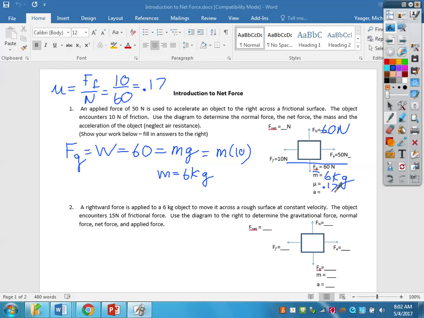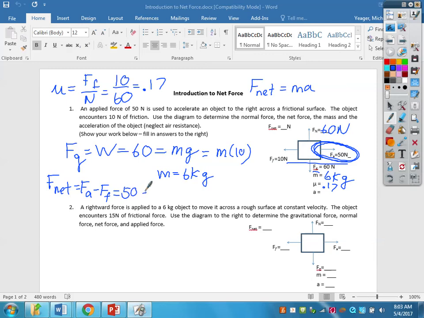Okay. Now acceleration, I can't solve for that. Acceleration has to be related to the net force. I know what my mass is, but I need the net force. This is where I've had some people get confused and they go, I don't know where to go. It's mass times acceleration. Look, this object is accelerating to the right. That means there's an unbalanced force left and right. There's a greater applied force than frictional force. So my net force will be applied minus friction.